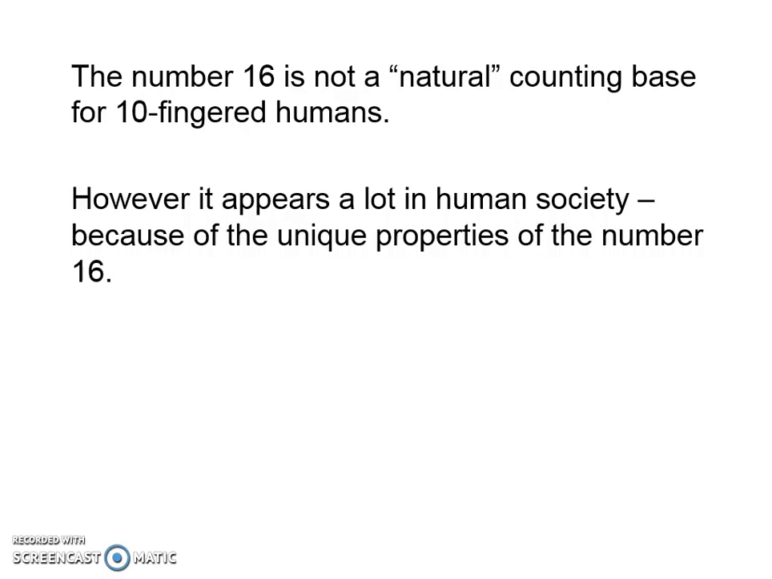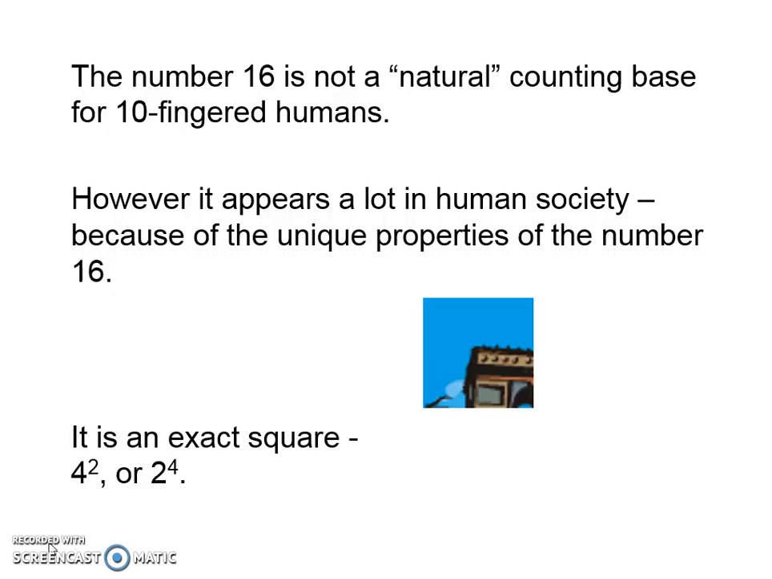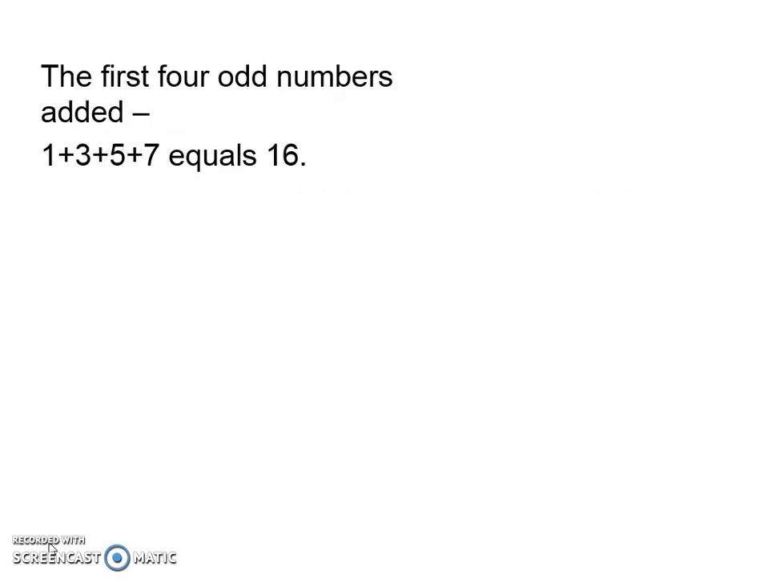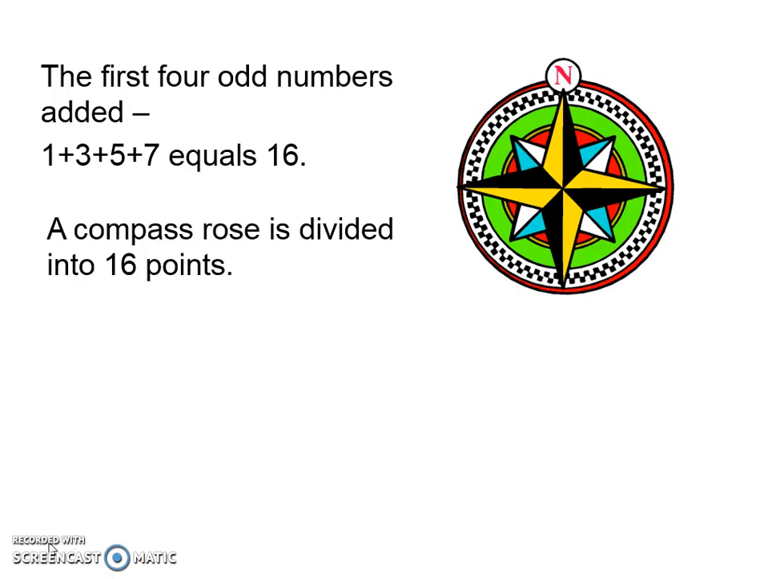Of course, we don't have 16 fingers. 16 isn't a natural counting base for us. However, the number 16 does pop up a lot in human society, in part because of its unique properties. So, of course, it's an exact square, 2 to the 4 or 4 to the 2. We can add the first 4 odd numbers to get 16. A compass point divided into 16 points, etc.